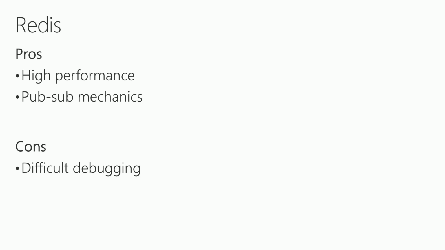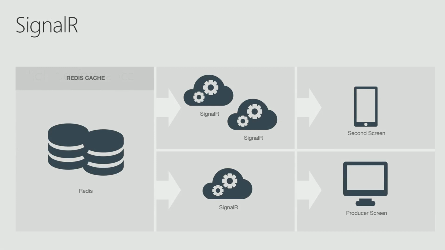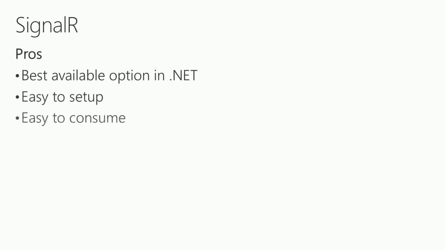It's a library that allows bi-directional communication between the server and the client, with the servers pushing content to the clients as soon as it becomes available. Behind the scenes, we use a Redis backplane for distributed messages to keep the servers in sync, ensuring that each user gets the messages they need. The benefits of this, most obviously, are that it's the best available solution within a .NET environment. It's also very easy to set up and very easy to consume.